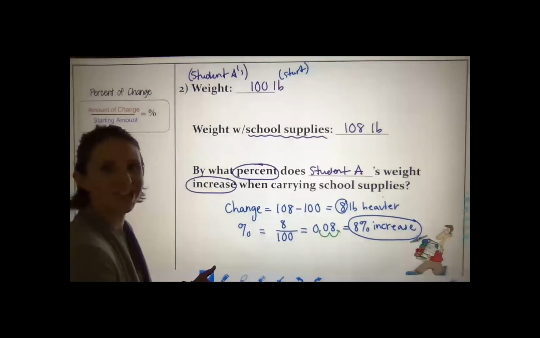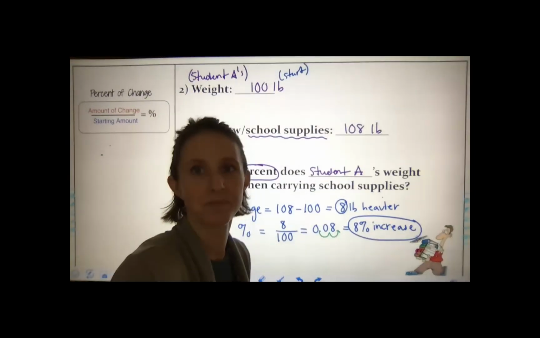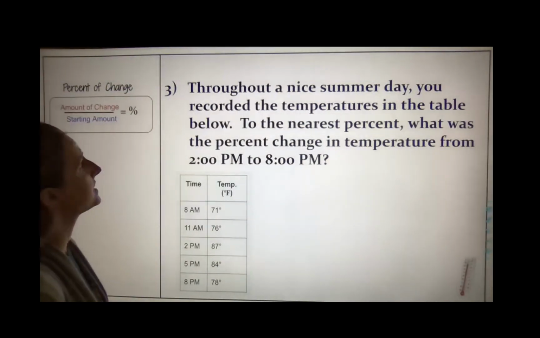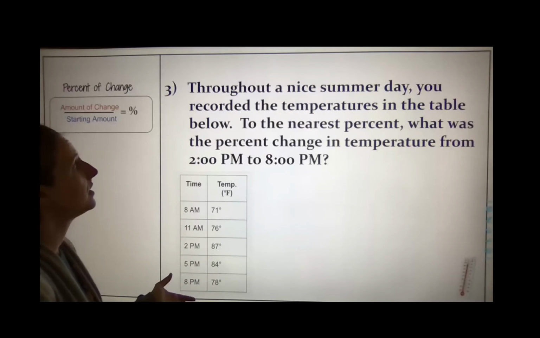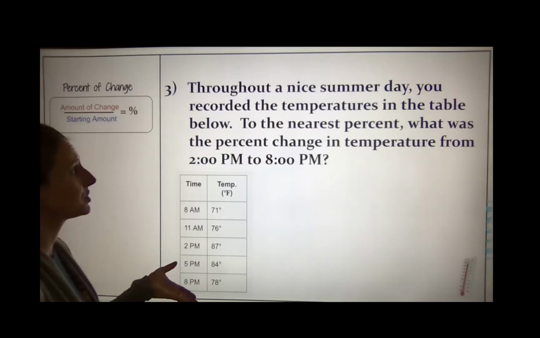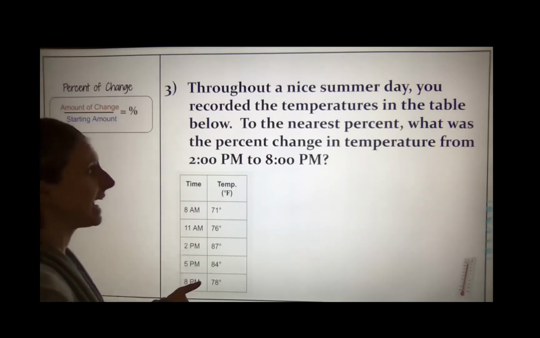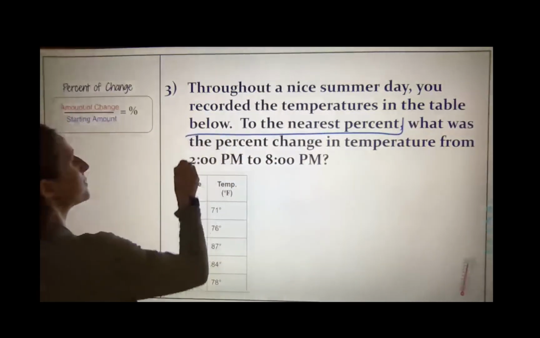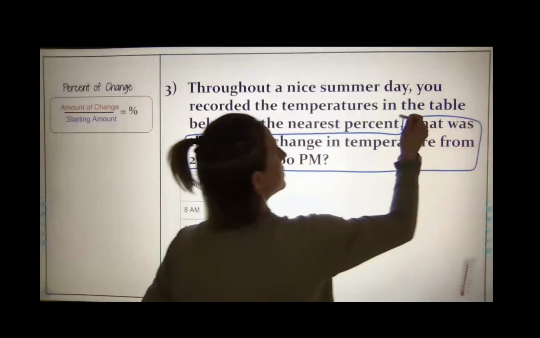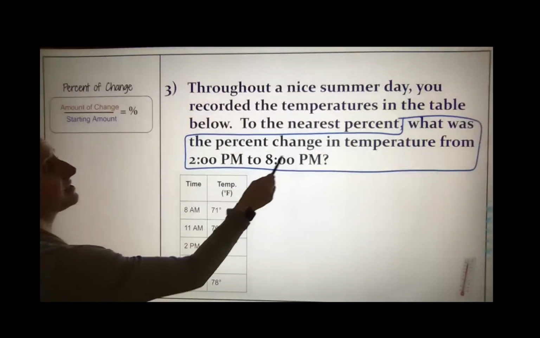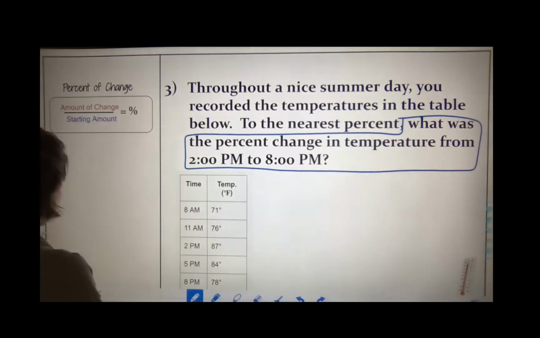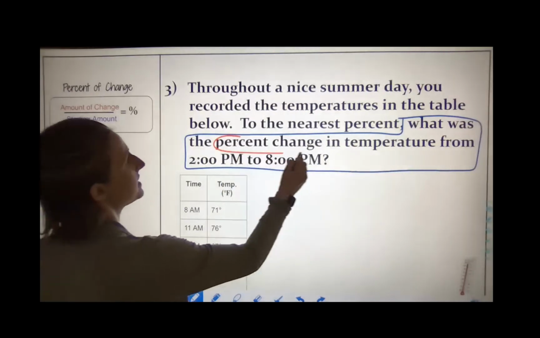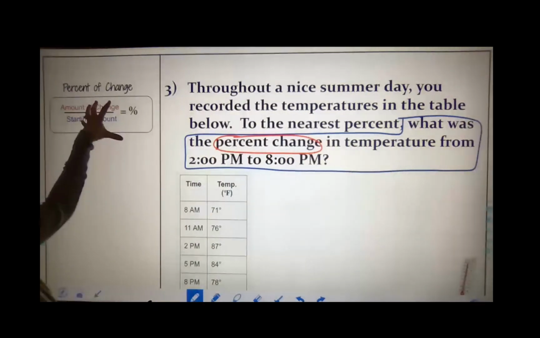Percentage change. Let's look at another example. Example 3. Throughout a nice summer day, you record the temperatures in the table below to the nearest percent. What was the percent change in temperature from 2 p.m. to 8 p.m.? So we need to figure out what was the percent of change from 2 p.m. to 8 p.m. So I have some key operation words here. I'm seeing them right away. Percent of change. I know I'm going to use this formula.